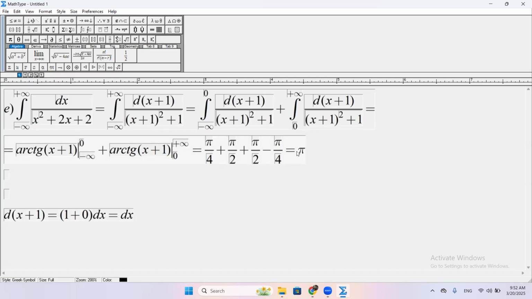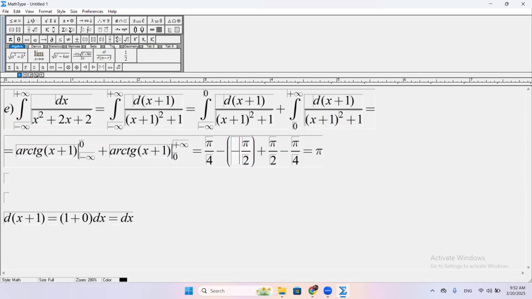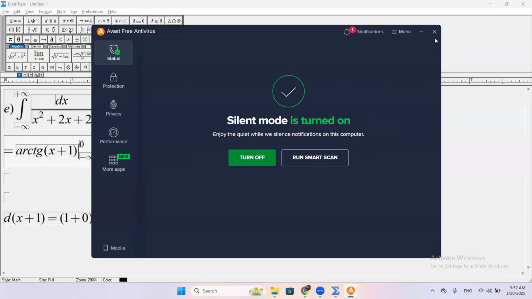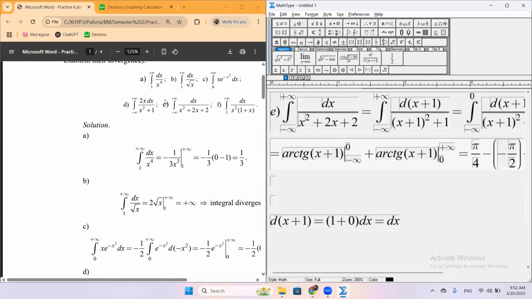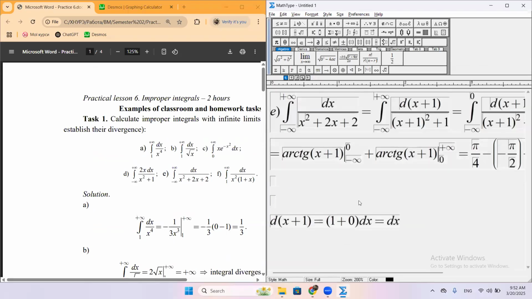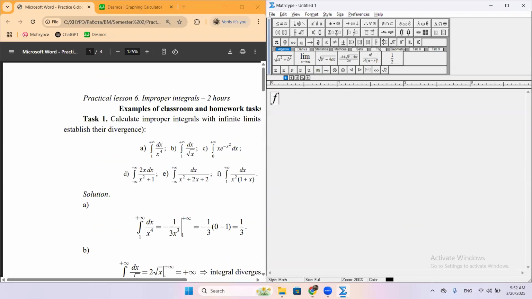You're welcome. And I found the mistake. It must have been like this: minus pi over 2, and here just pi over 2. And the result is pi. Any questions about this exercise? Okay, if no questions, let's move to the next exercise.